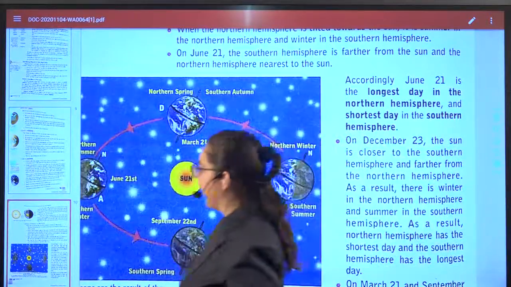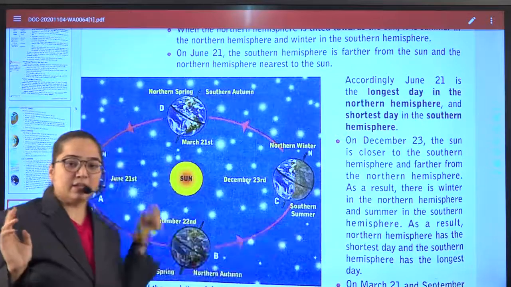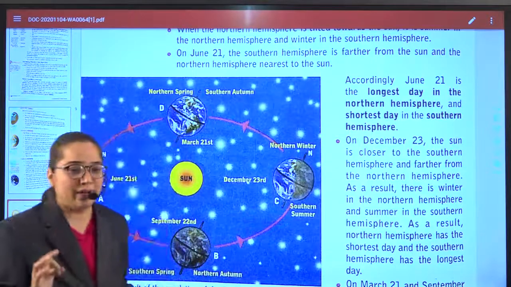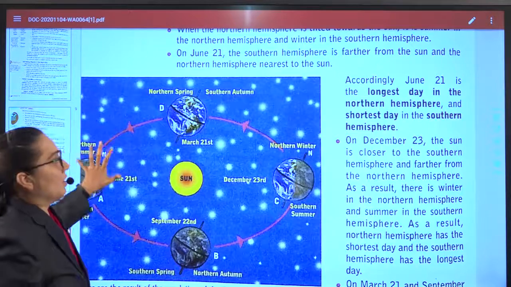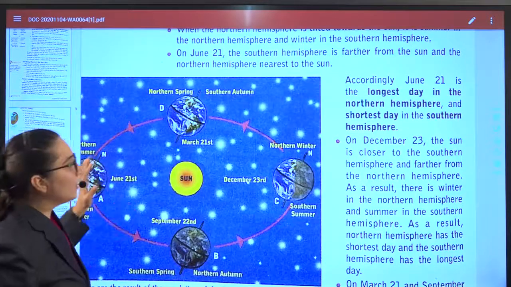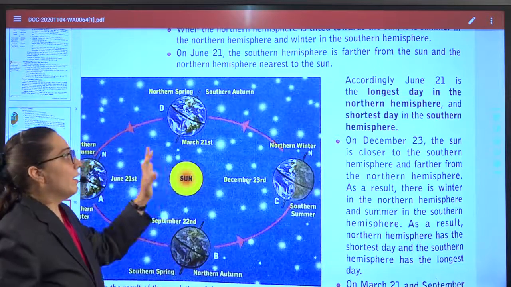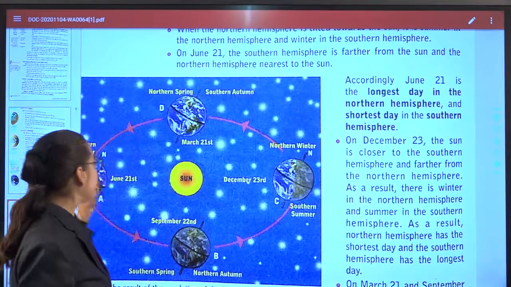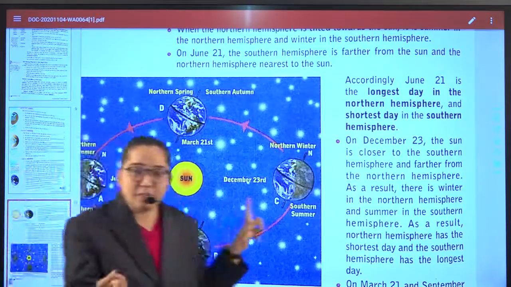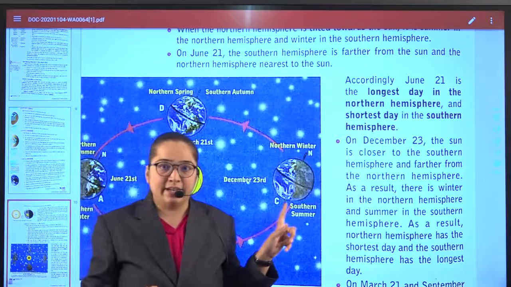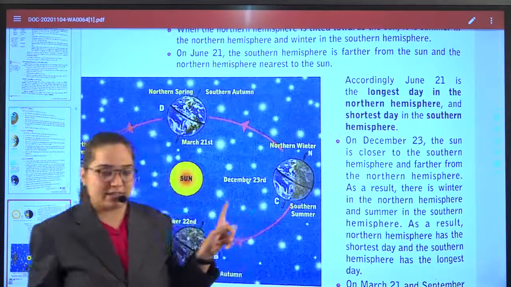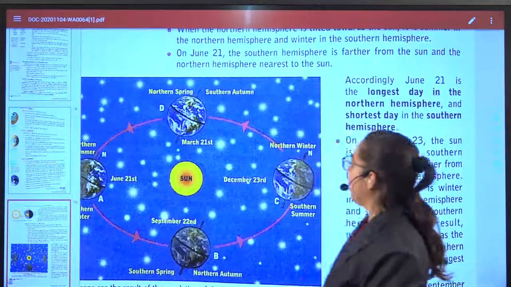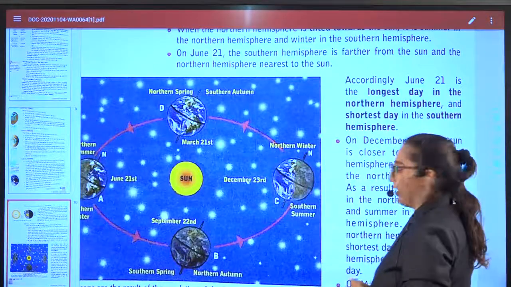ऐसे वो पूरा घूमते हैं. This is the sun, and the earth is moving around it. If we talk about June 21, that is over here. June 21 को the northern hemisphere में longest day होता है. Okay, why? Because it is facing the sun at that time. अगर northern hemisphere is facing sun at that time, that means southern hemisphere is not facing sun at that time. इसीलिए वहाँ पे day कैसा होगा? Shortest.